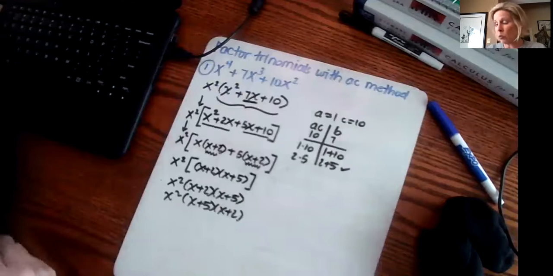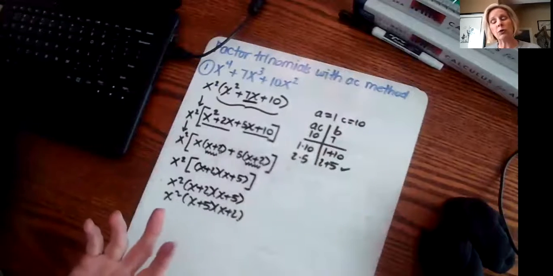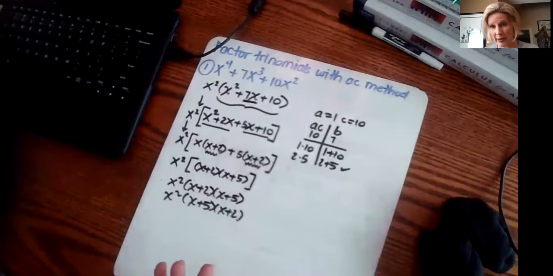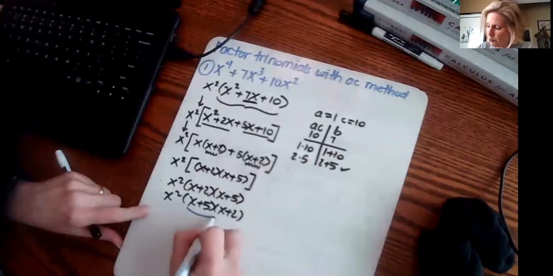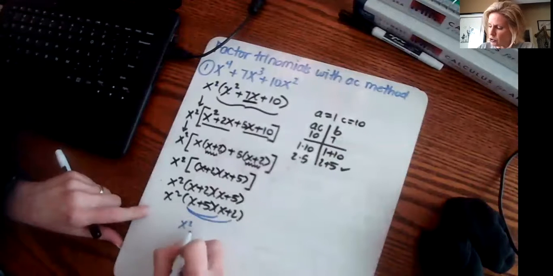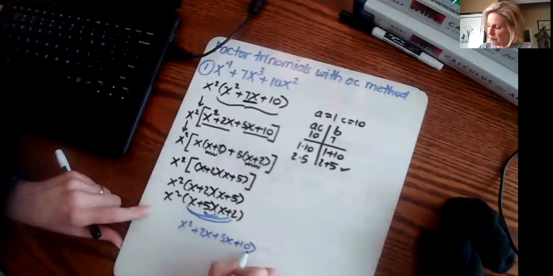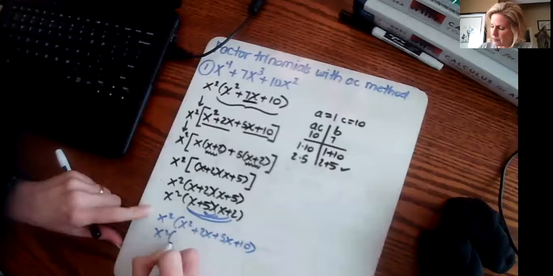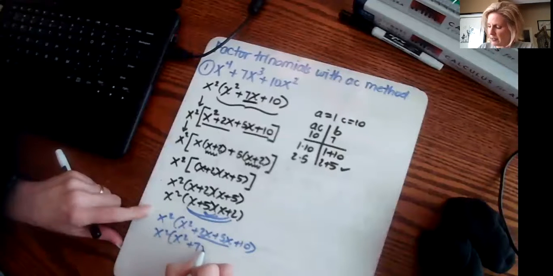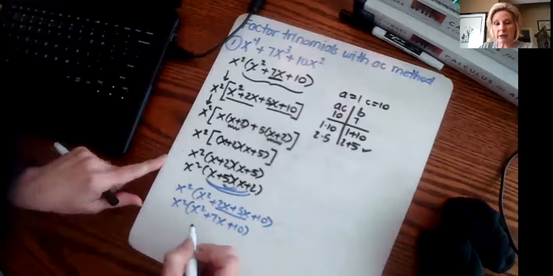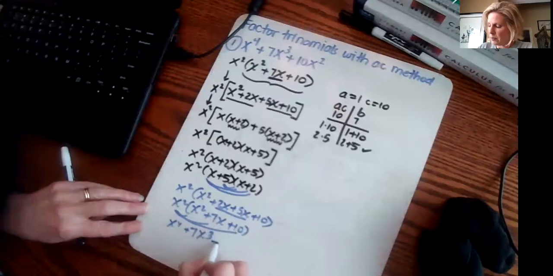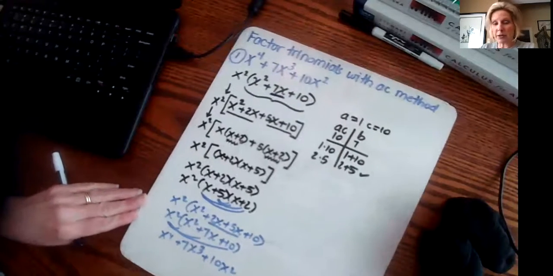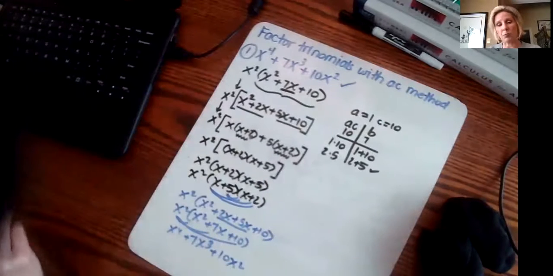Let me mention one more thing. The way to check your work is to multiply your answer back out. If you're not sure, I always multiply. If I first do FOIL, that would be x squared, 2x, 5x, plus 10. So that's x squared plus 7x plus 10. And last but not least, you distribute: x to the fourth plus 7x cubed plus 10x squared. If you look, that is identical to your original problem.